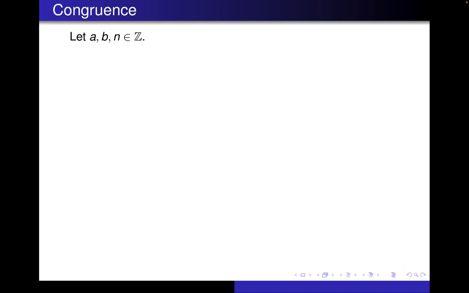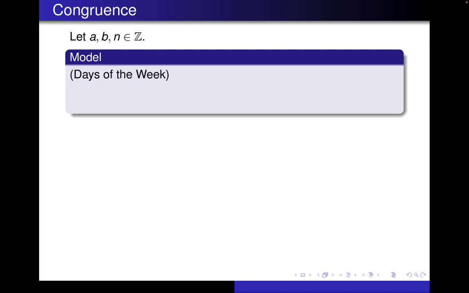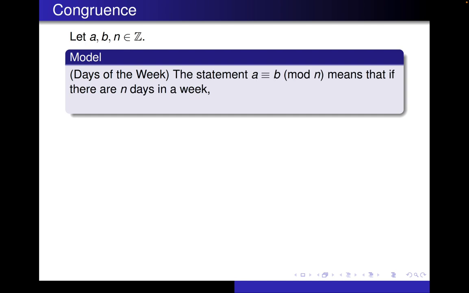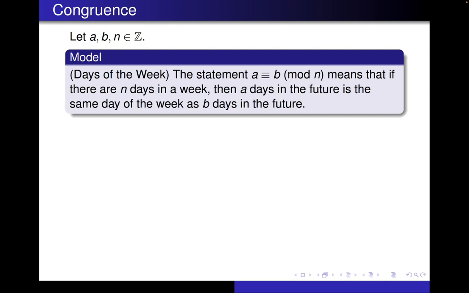So now we're going to talk about congruence, another concept that we looked at back in Math 225. Let a, b, and n be integers. The concrete model that I like to use when I'm thinking about congruence is days of the week. If I say that a is congruent to b mod n, what that means is if we have a calendar in which there are n days in a week, then if we look a days in the future and b days in the future, we may not get the exact same day, but we'll get the same day of the week. They'll either both be a Monday or both be a Wednesday, maybe not the same Monday or Wednesday, but they'll both be the same day of the week.